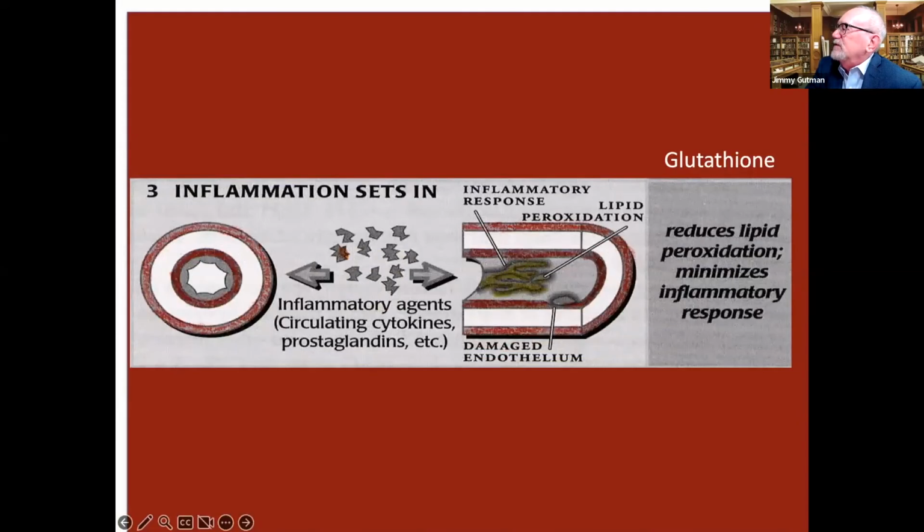This accumulation of fats in the artery is prone to oxidation, what we call lipid peroxidation, which acts to inflame these tissues. So you may remember that glutathione is the master antioxidant. And so glutathione, in the form of glutathione peroxidase, which is in your bloodstream, is the major enzyme that stops or slows down the oxidation of cholesterol. Glutathione also minimizes the inflammatory response of these tissues.